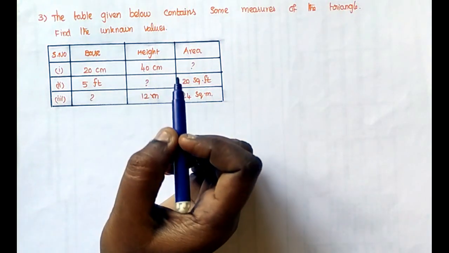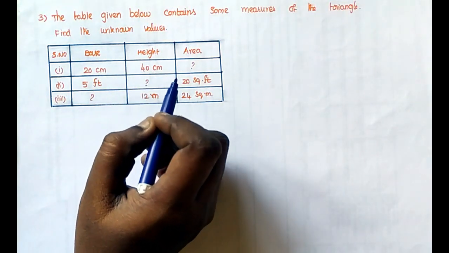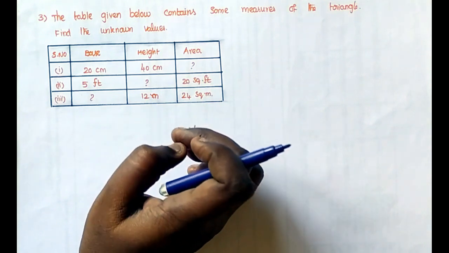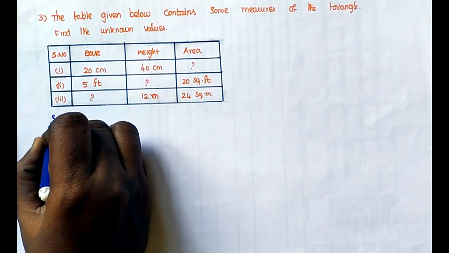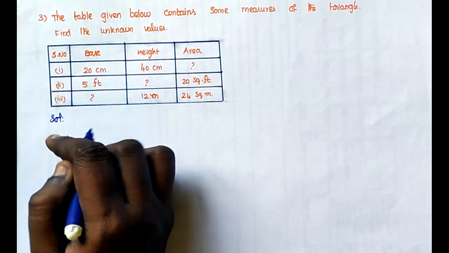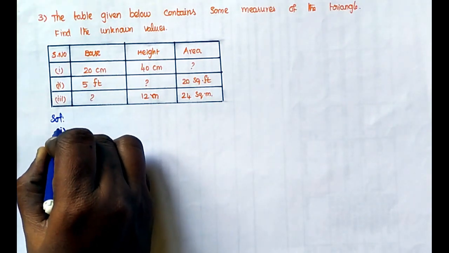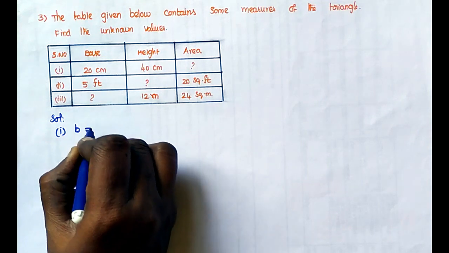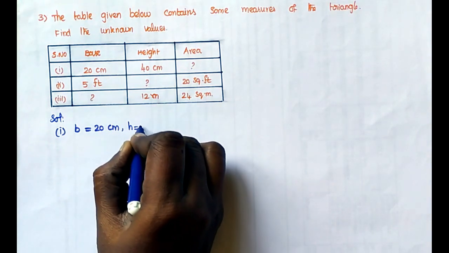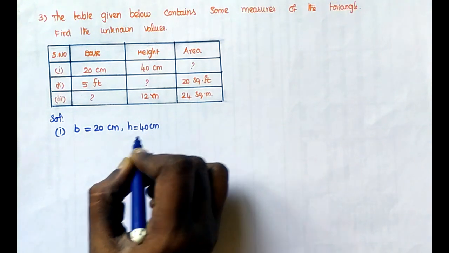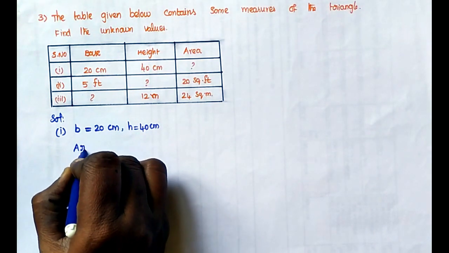Third sum, the table given below contains some measures of the triangles. Find the unknown values. So given the base, height, area in the table column, which one they did not give means we have to find out that. First one, the given base 20 centimeter, height 40 centimeter, and we have to find out the area.